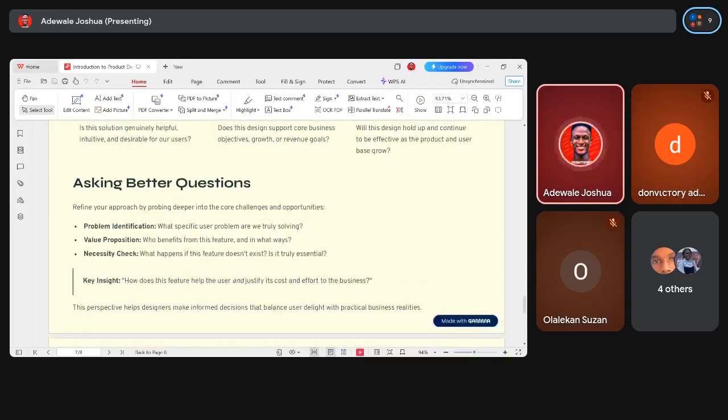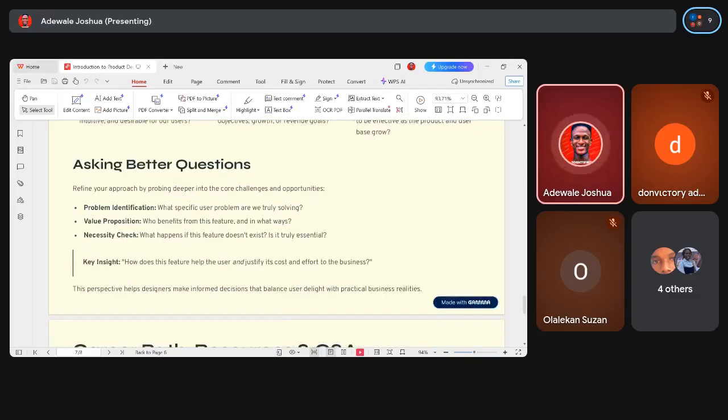Asking better questions. What specific user problem are we truly solving? Who benefits from this feature and in what ways? What happens if this feature doesn't exist? Is it truly essential? I know of people who had the intentions to become a UI UX designer, but they stopped at being a UX researcher. So they just do research and give it to those that can actively work on their research and design it.